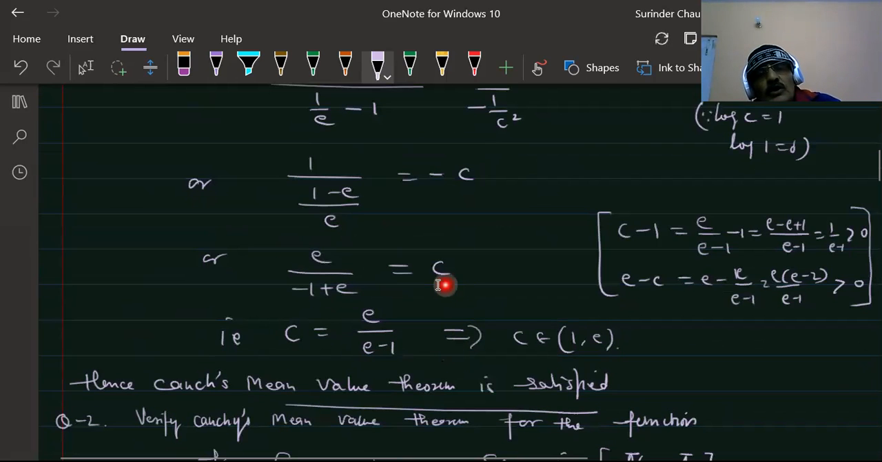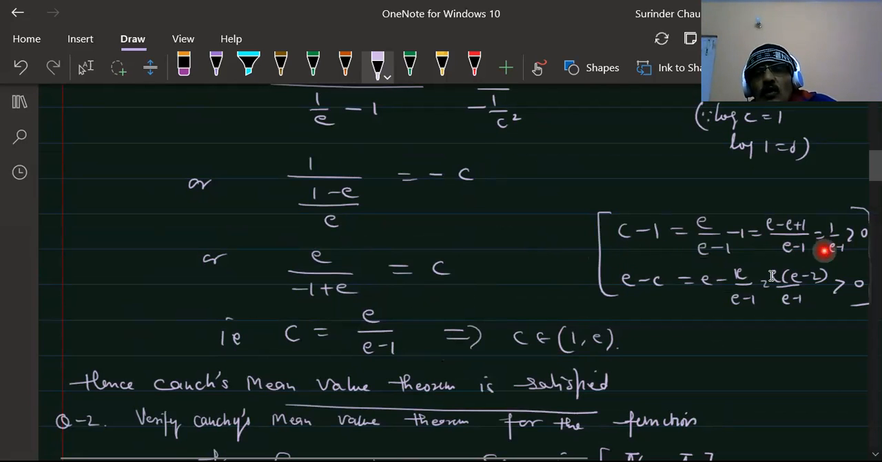Simplify that, we get c is equal to e upon e minus 1. Let us see. Now we have to check whether this belongs to this interval. We're checking c. So c minus 1 is equal to e minus 1, which is greater than 0.